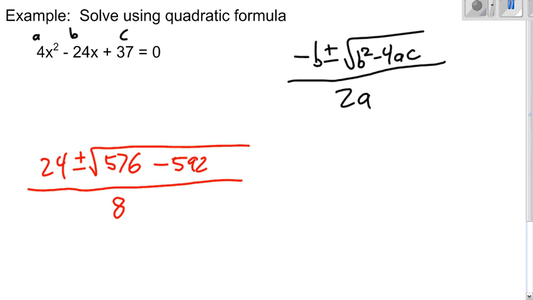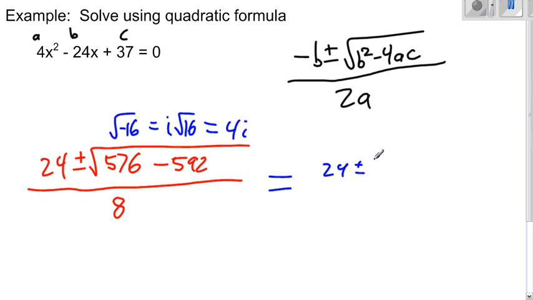576 minus 592 is negative 16. And the square root of negative 16 would just be i times the square root of 16. And the square root of 16 is 4, so that's 4i. So this is 24 plus or minus 4i over 8.